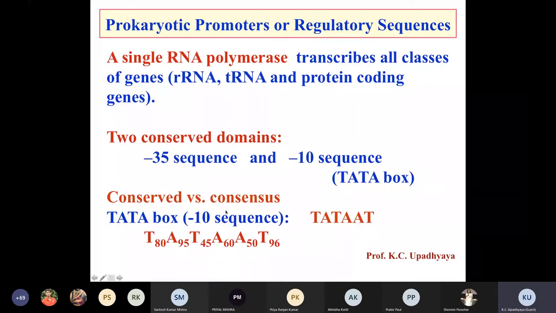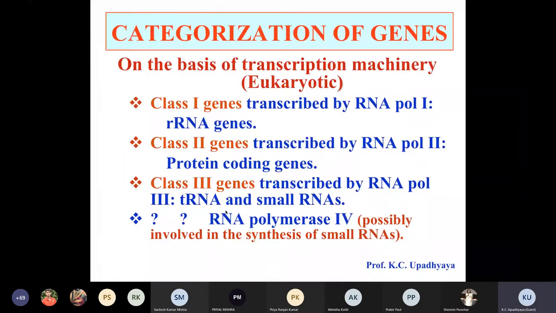In a eukaryotic system, there are at least three categories of genes, with RNA polymerase 1, RNA polymerase 2, and RNA polymerase 3. RNA polymerase 1 transcribes ribosomal RNA genes. RNA polymerase 2 transcribes all protein coding genes. And then we have RNA polymerase 3, which transcribes transfer RNA and small RNAs. It has been discovered recently that besides the three RNA polymerases, there are some other RNA polymerases, for example RNA polymerase 4, which might be involved in synthesis of small RNAs.